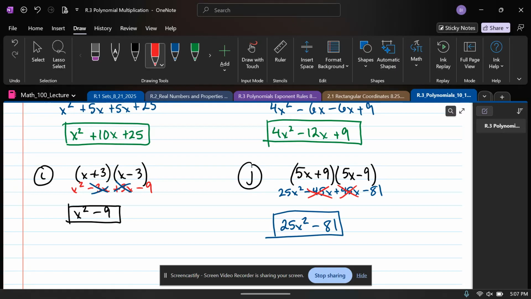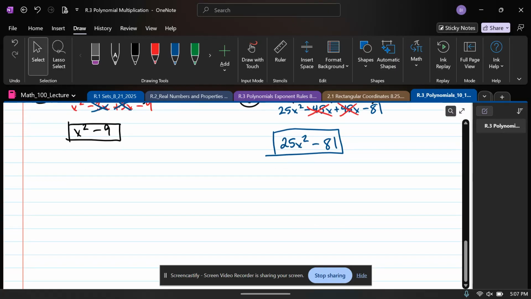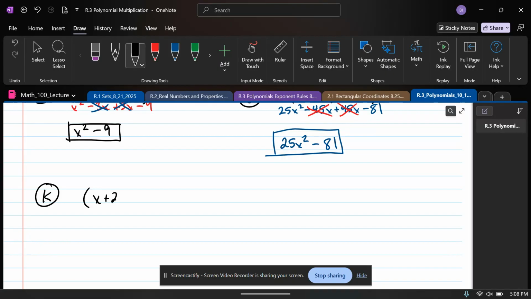Okay. Let's do one more in this section. x plus 2 to the third power. What's that mean? Yeah, write it down 3 times and multiply it together.